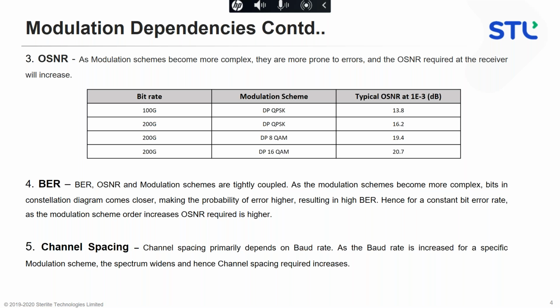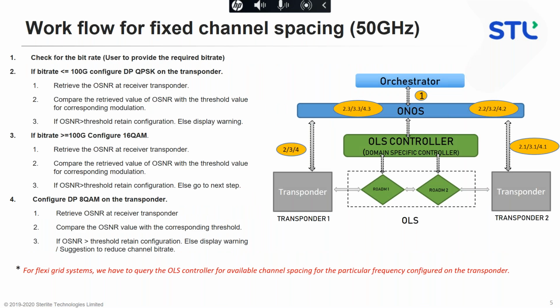So the next part is related to the workflow. What should the workflow look like when we fix the spacing to 50 gigahertz? First of all, we'll check the bit rate, and we expect the user to provide the required bit rate for the channel. While we issue the connectivity request itself, we'll check the bit rate, as in, I require a particular connection at this bit rate.